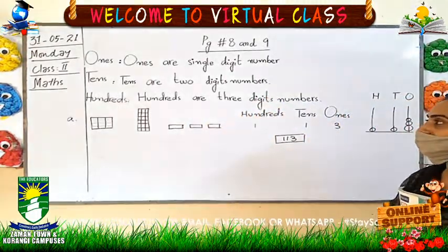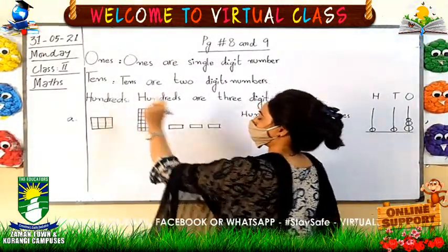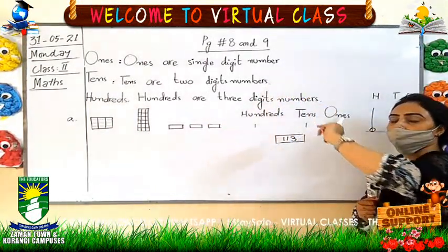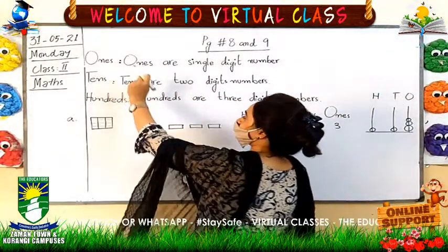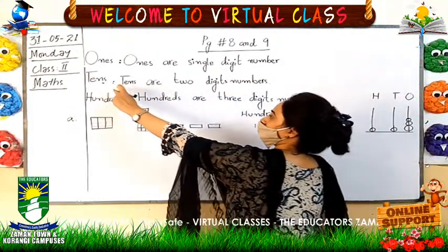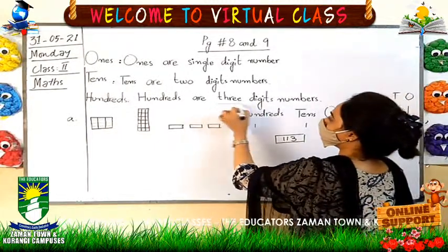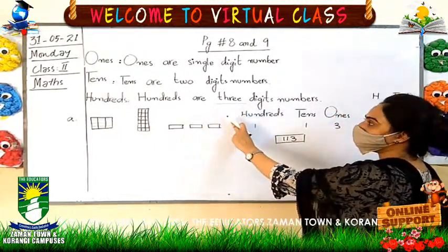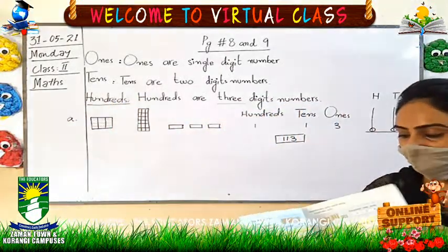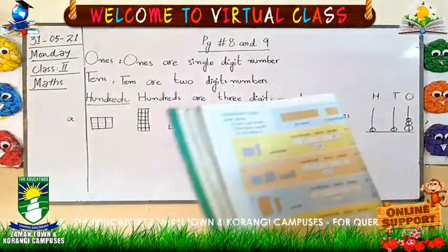There are three definitions: ones, tens and hundreds. If we have a single digit, it means we are talking about ones. If we have two digits, it means we are talking about tens. And if we have three digits, it means we are talking about hundreds. Now, this is the exercise. Open page number 8.